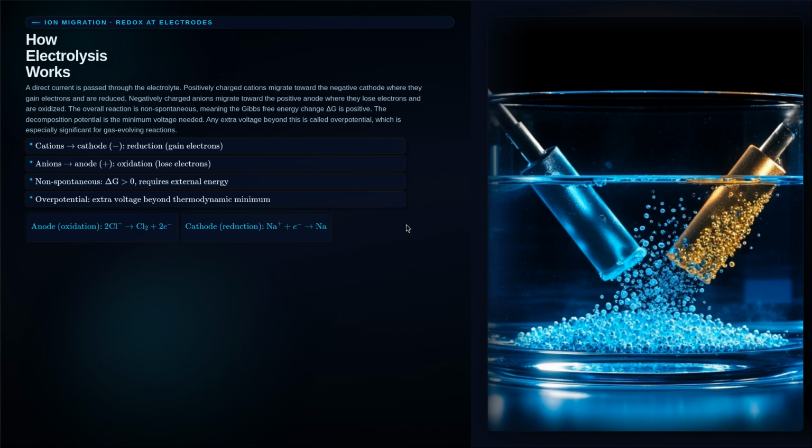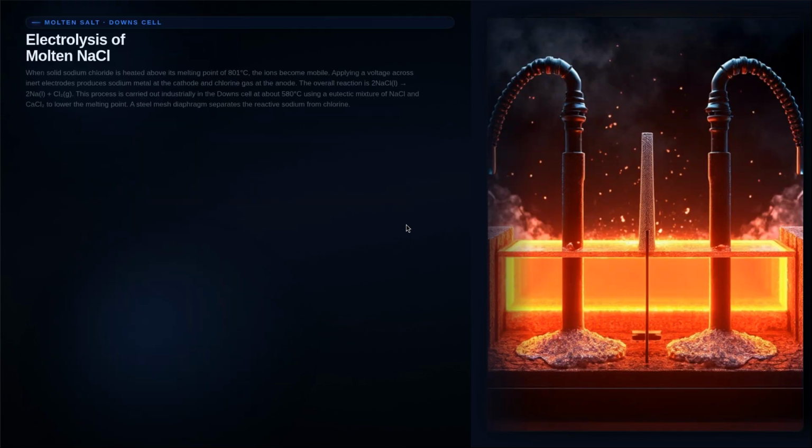The overall reaction is non-spontaneous, meaning the Gibbs free energy change delta G is positive. The decomposition potential is the minimum voltage needed. Any extra voltage beyond this is called overpotential, which is especially significant for gas-evolving reactions.